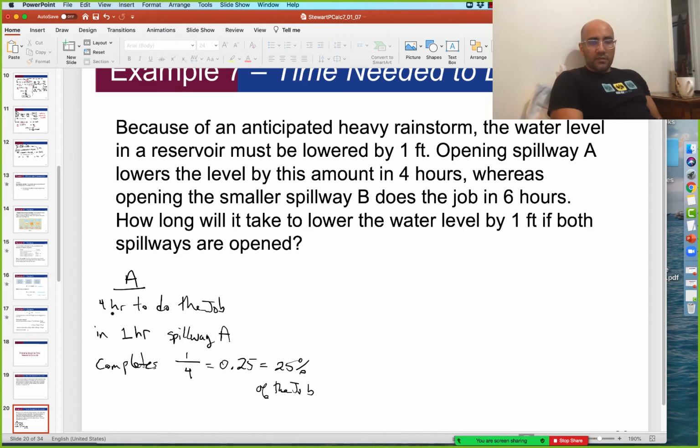Does that make sense? It takes 4 hours to do the entire thing. So assuming that everything is consistent throughout, then if you come back 1 hour later after you've opened it, they will have completed 25% of the job. Good? Questions? Okay, now spillway B. Well, spillway B takes 6 hours to do one job.